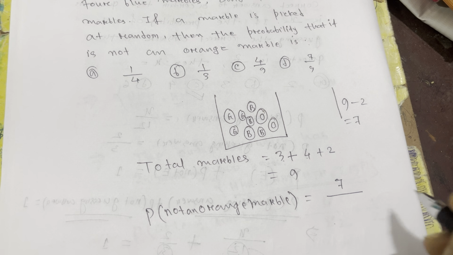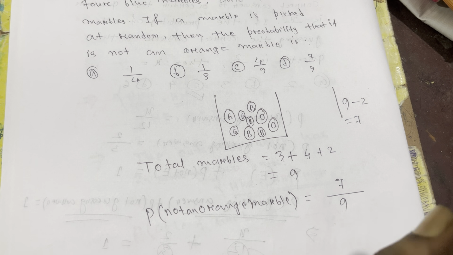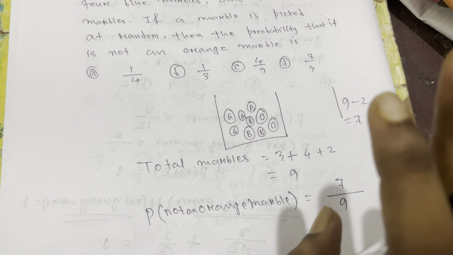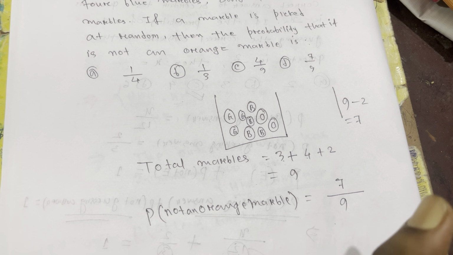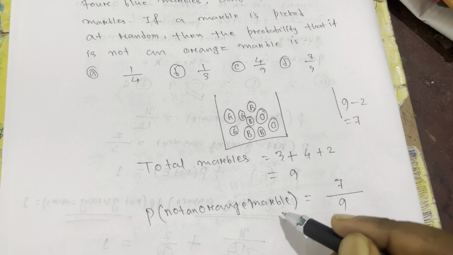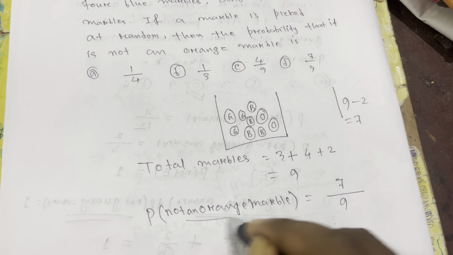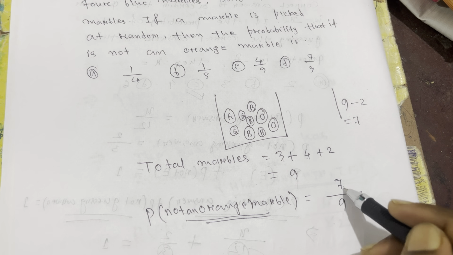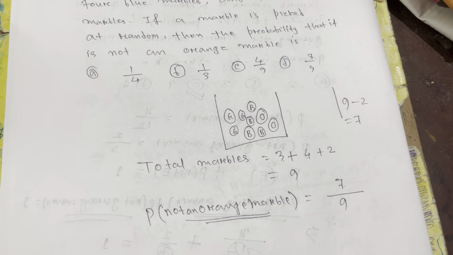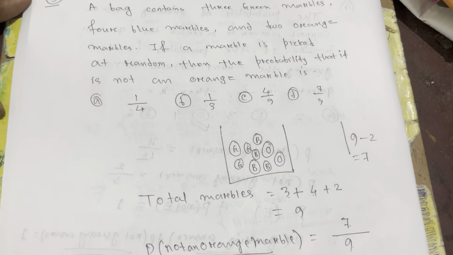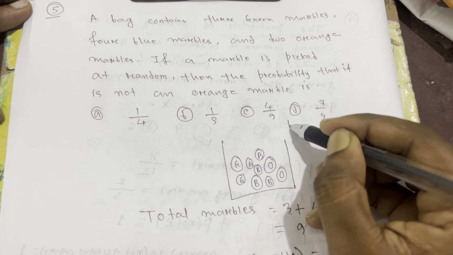Resulting value is 7 out of 9. So the probability of not an orange marble is 7 by 9, because out of 9 there are only 2 marbles which are orange. So others are not orange. 9 minus 2 means 7 marbles are there whose color is not orange. That's why the probability of not an orange marble is equal to 7 by 9. So the answer will be D.